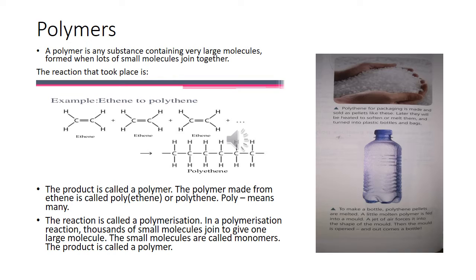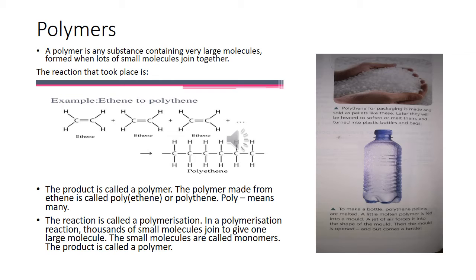Please look at the picture given on the right hand side. Polythene for packaging is made and sold as pellets like this. So first it is obtained as solid pellets. Later they will be heated to soften or melt them and turned into plastic bottles and bags. So this is how plastic bottles are made.